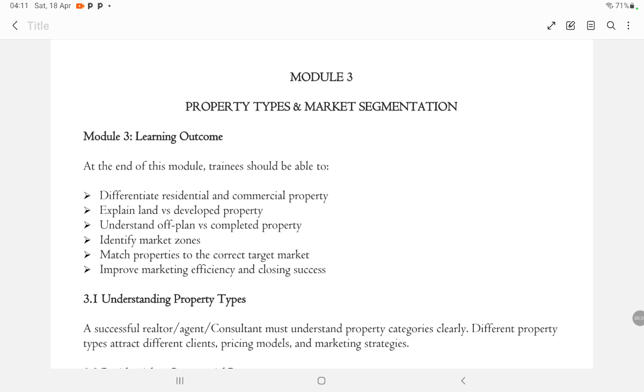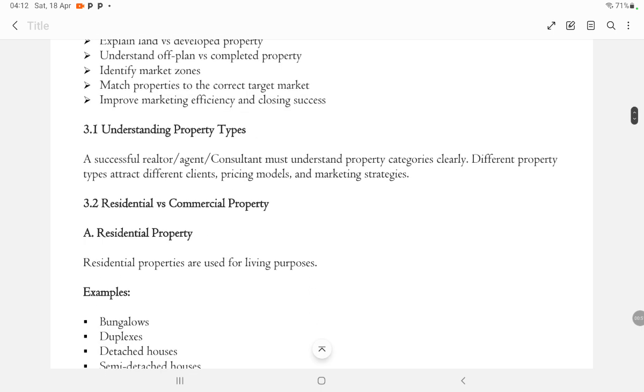At the end of this module, trainees should be able to differentiate between residential and commercial properties, explain land and developed properties, understand off-land versus complete building, identify market zones, match property to the correct target market, and improve marketing efficiency and closing success. Quickly, let's look at understanding property type.